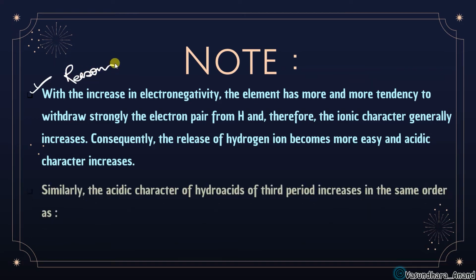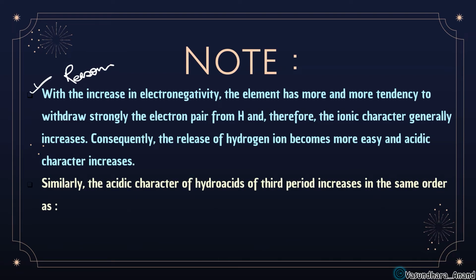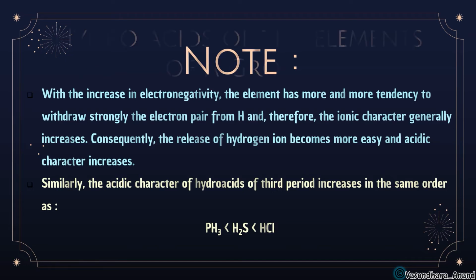Okay. Now similarly, the acidic character of hydroacids of the third period increases in the same order. Whether I talk about the third period or the second period, it will increase in the same way. So if it is PH3, H2S, HCl, chlorine is more electronegative than sulfur, than phosphorus. Hence, phosphine is the least acidic, then H2S, then HCl. Yes.